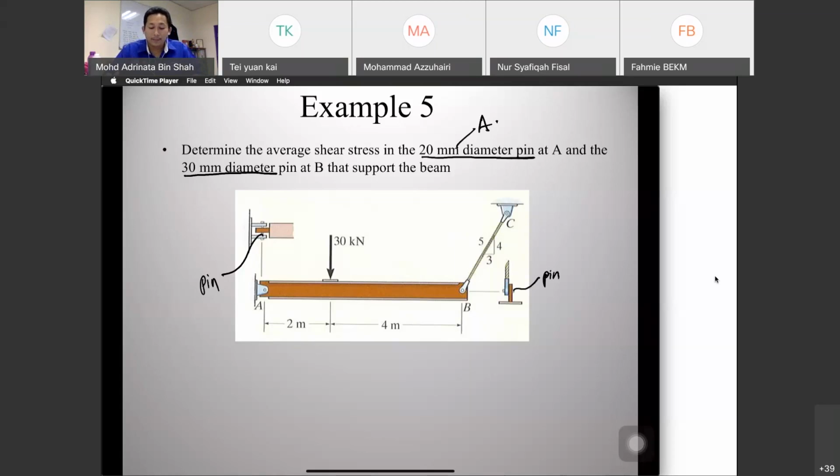From the figure, from here and from here, you can already know the trick question. The tricky part is about single shear or double shear. So from the figure we know that it is double shear, and from this one it is single shear stress.